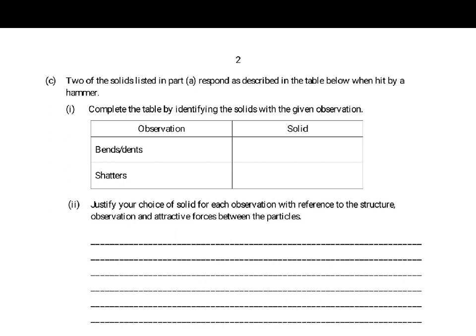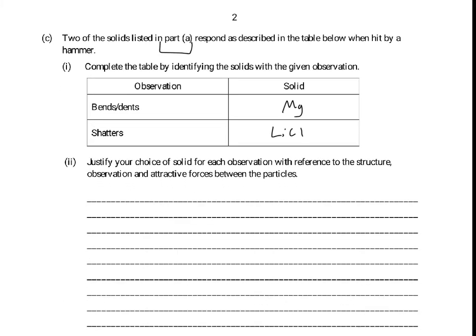On to part C. 2 of the solids listed in part A, so don't just make them up or give generic answers. 2 of the ones that we looked at in A can be described in the table below. Bends and dents, only metals will bend and dent. So magnesium is that one, and things that will shatter, we're after an ionic solid, which is lithium chloride. Technically the diamond can shatter as well, so if you did that we should have accepted it, but lithium chloride is the main one we're after.